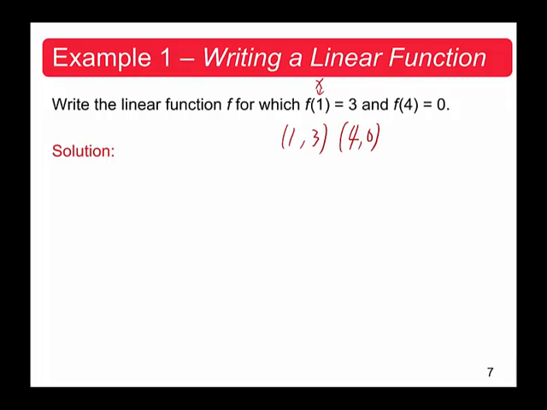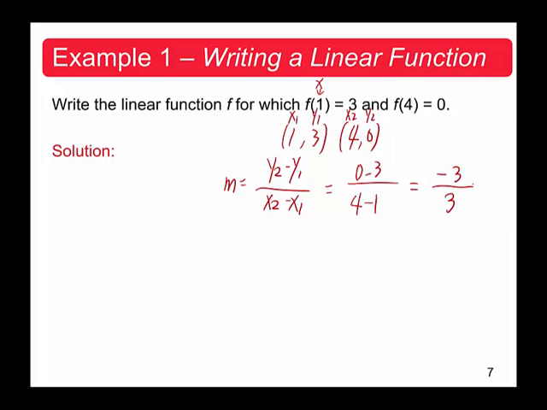First of all, you find the slope. So you can label this x1, y1, x2, y2. Then we find the slope first. M equal y2 minus y1 over x2 minus x1. Now plugging in the numbers, 0 minus 3 on top, and the bottom is 4 minus 1. So this turns out to be negative 3 over 3. And then the quotient is negative 1.